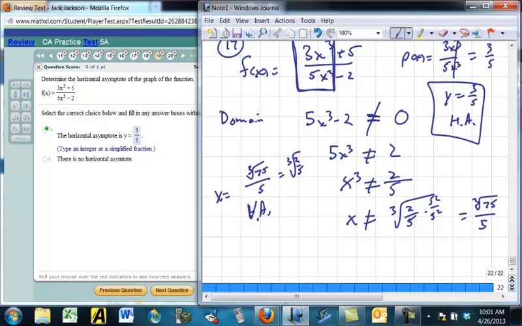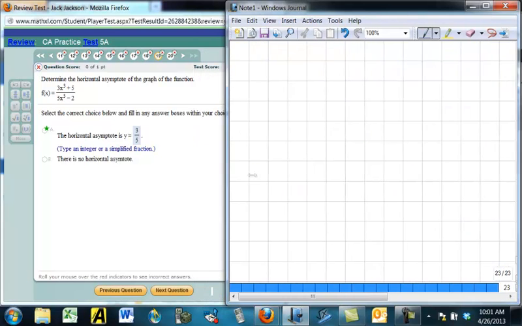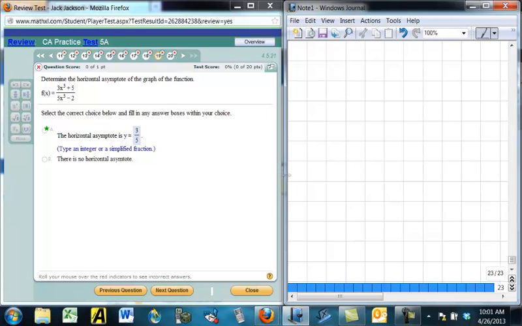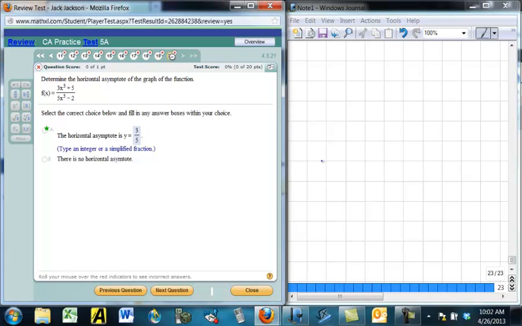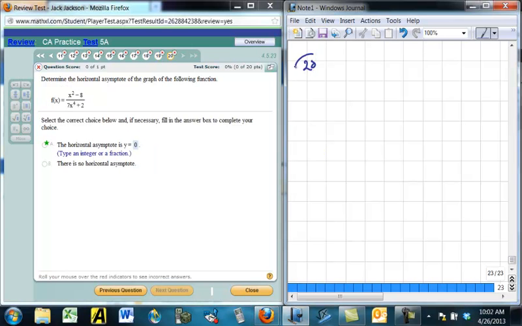If the power is bigger in the top, it'll look more like a positive power function on the end, so it will not have a horizontal asymptote. One more question. Finish this up.